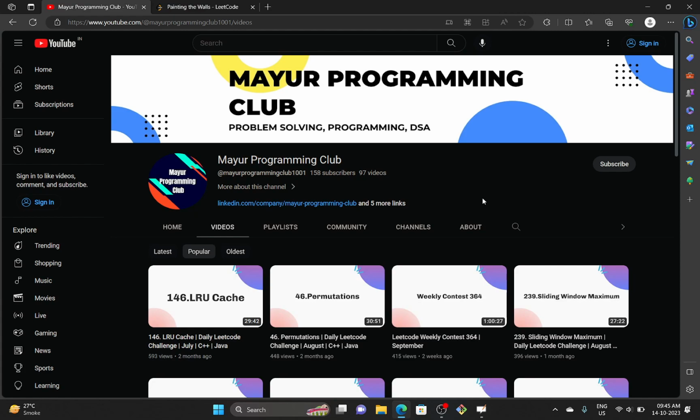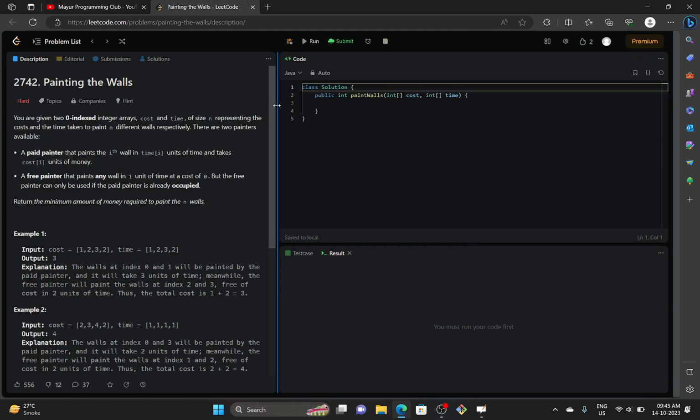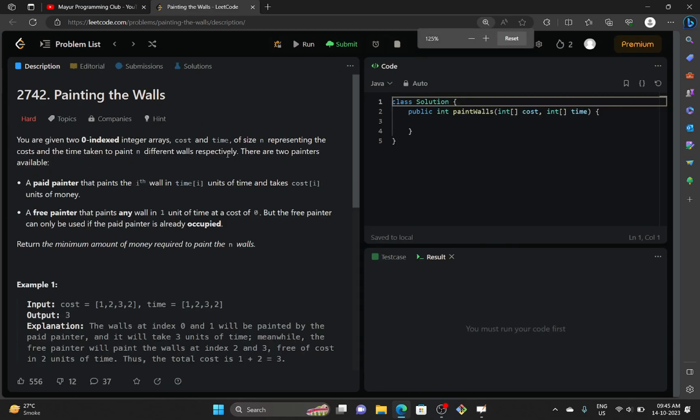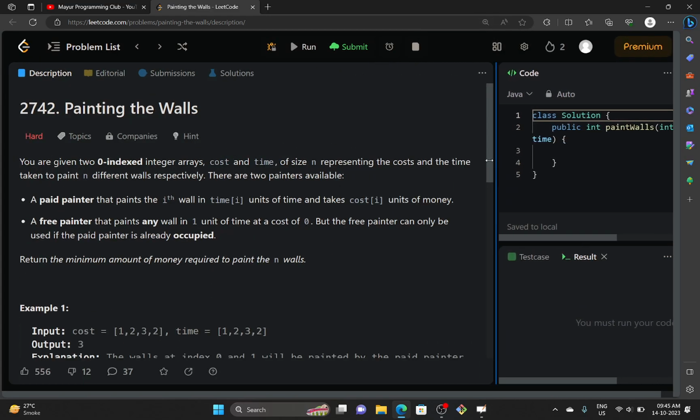Today we will be solving another daily Leetcode challenge, and the challenge name is painting walls. So the challenge statement goes like this. You are given two zero indexed integer arrays, represented by cost and time. They represent the cost and the time that it will take to paint n different walls respectively.